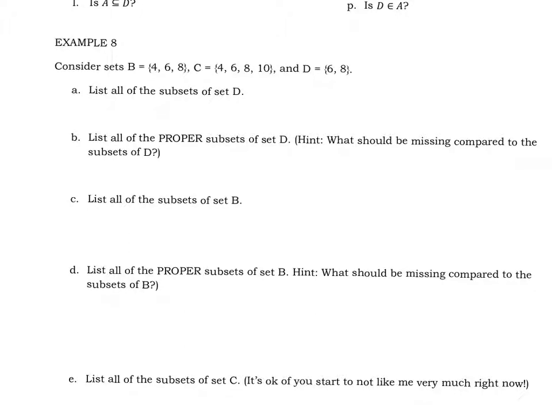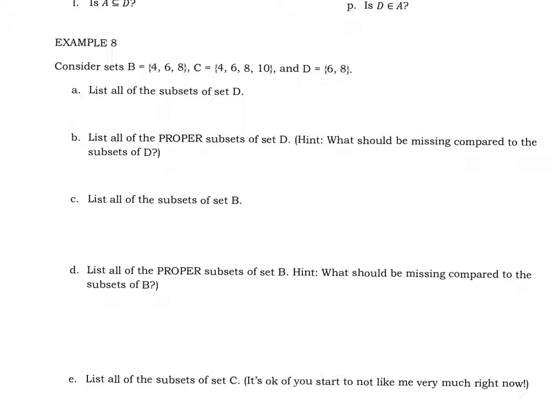Set theory, examples 8 and 9. All right, what these examples focus on is if you're given a set, how many subsets can be formed from that particular set, and then how many proper subsets can be formed from that particular set. So we're going to start this discussion by first listing all the possible subsets that a set has, and then how many proper subsets a particular set has.